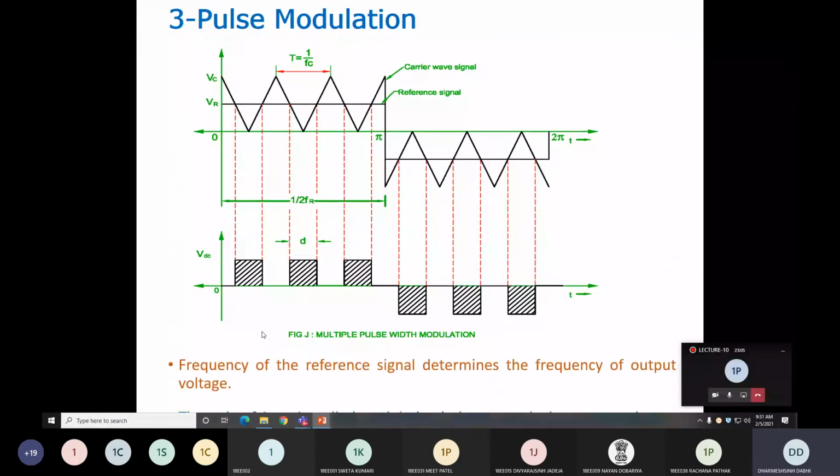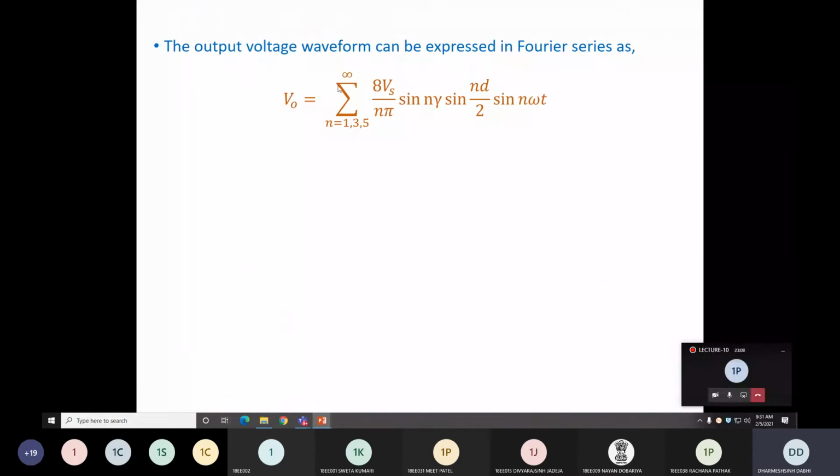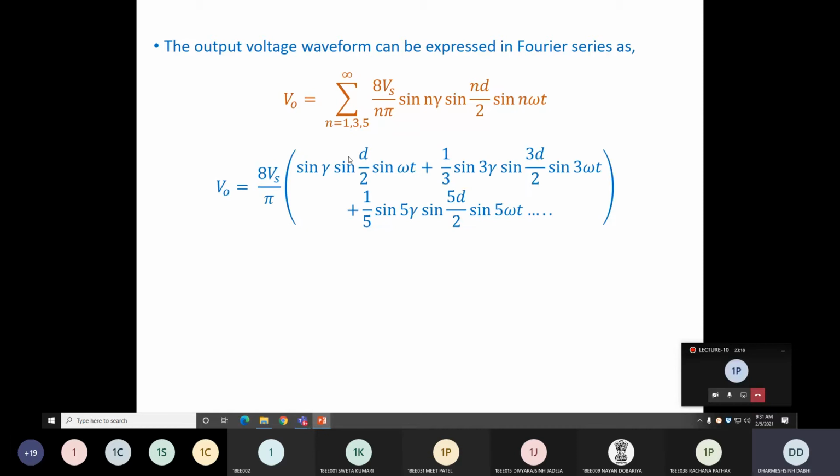So here directly write this equation: 8 Vs by n pi, sin n gamma, sin n d by 2, into sin n omega t. That is the Fourier analysis of the two pulse width modulation technique. You separate out each and every harmonic component, so you get this equation. Putting n equal to 1, 3, and 5, you get the three different components. Same way you can write for the 7th and 9th harmonics.